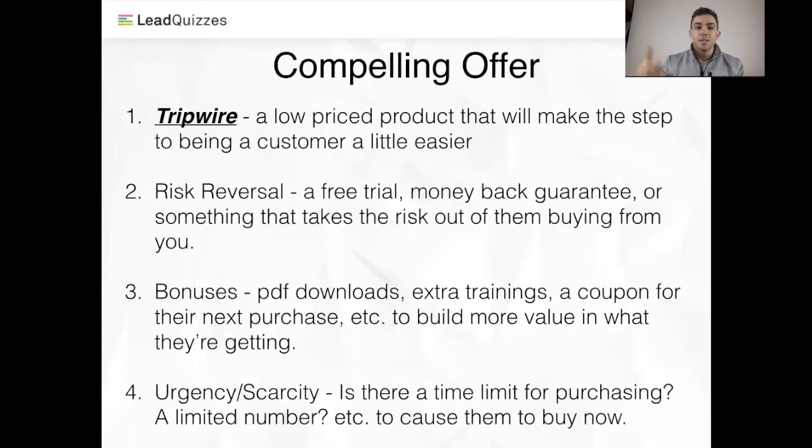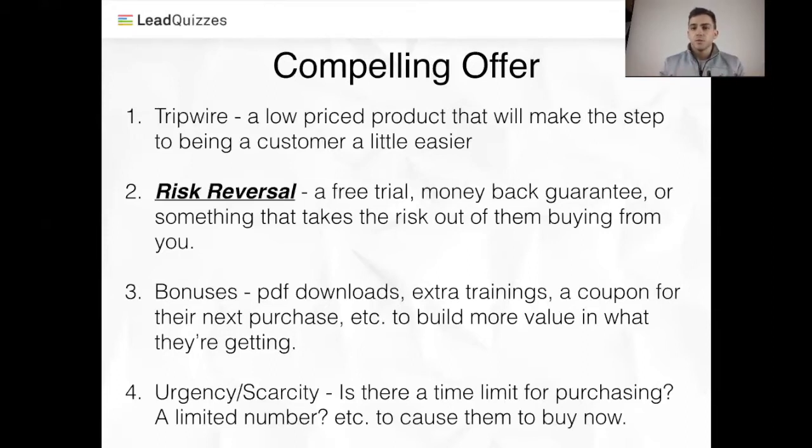So the second part of this is your compelling offer. Once you get your target audience dialed down, you have to come up with your compelling offer. We want to set that up first because it's going to really set the stage for what you're going to make your quiz and the type of quiz that you're going to do. A compelling offer has 4 main aspects, and I'm going to go through each one of those. First is the tripwire. A tripwire is just a low-price product that will make that step from being a non-customer, just a video viewer, to being a customer easy.